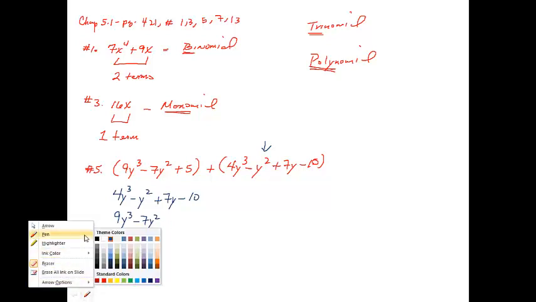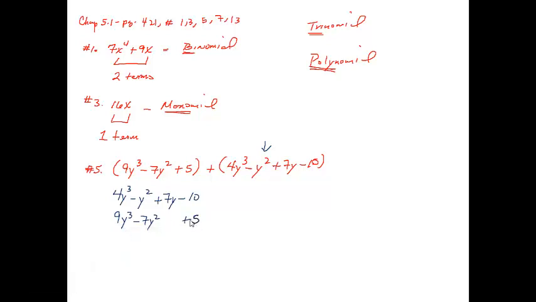Make sure as you're writing that you're lining up your like terms. You notice I don't have a y term here, so I have to skip a spot and put a 0. And then you add these, combining your like terms, and you get 13y to the 3rd minus 8y squared plus 7y minus 5. Good. Alright, number 7.